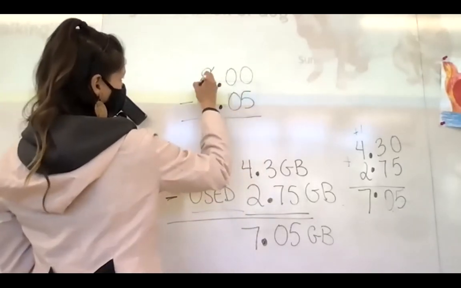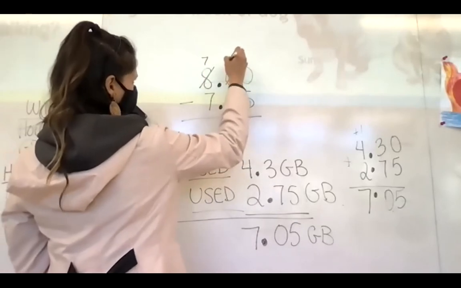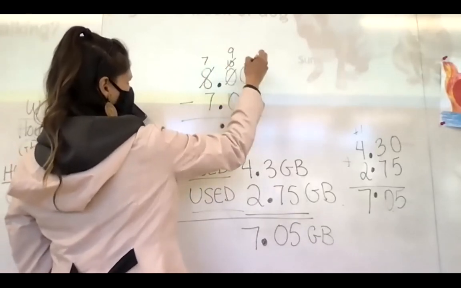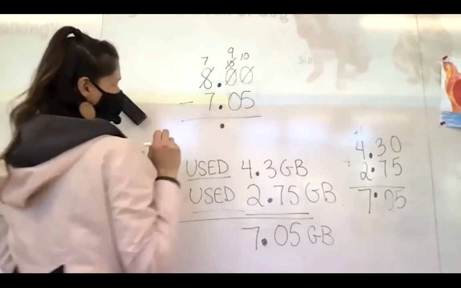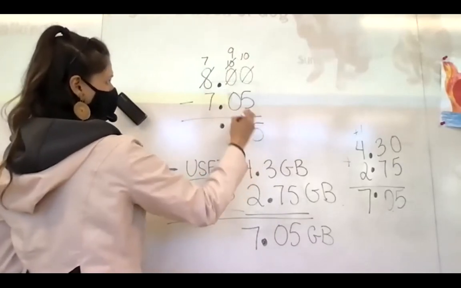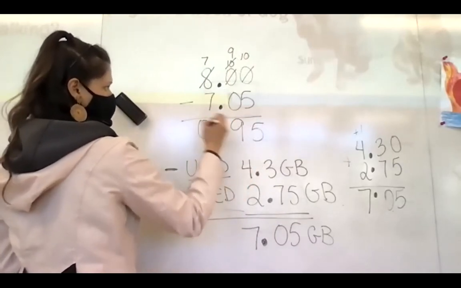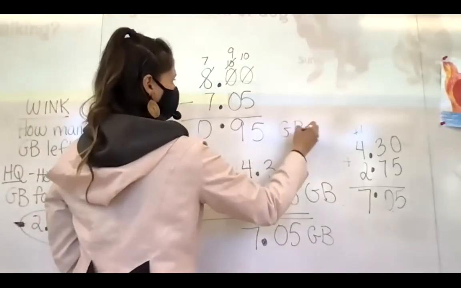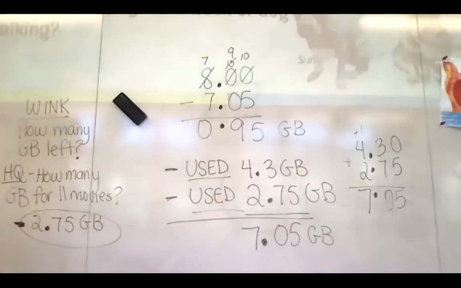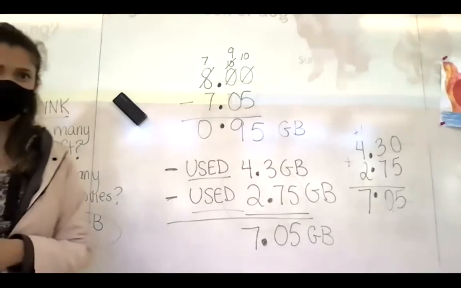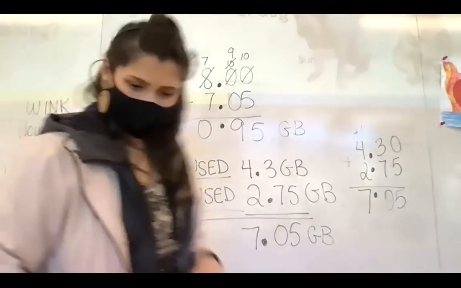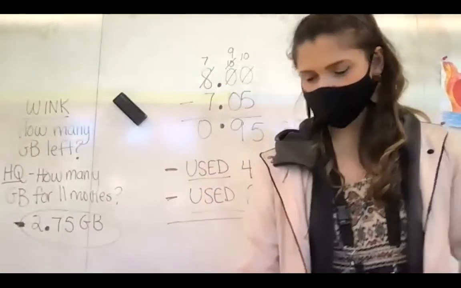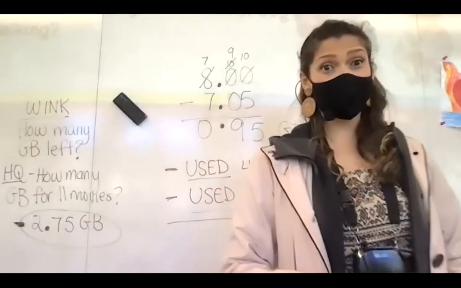Exactly. So we borrow from the 8, which becomes a 7. This becomes a 10. You borrow from the 10, it becomes a 9. The 10 to 0 becomes a 10. We get 5, 9, 0. So there's going to be 95 hundredths of a gigabyte left. Yes. So 95 hundredths of a gigabyte of memory left.